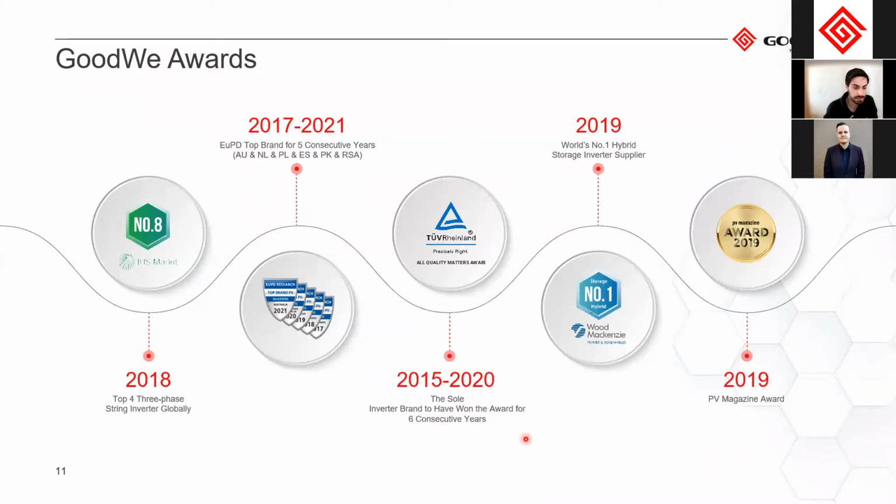Here are some awards from 2018. We started in the EMEA region, and since then we got a big award on our 3-phase string inverters. In 2019, we also got the #1 storage hybrid inverter manufacturer from Wood Mackenzie, which was a big leap for us, and so on.